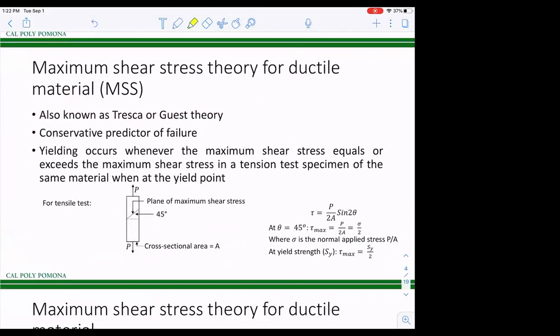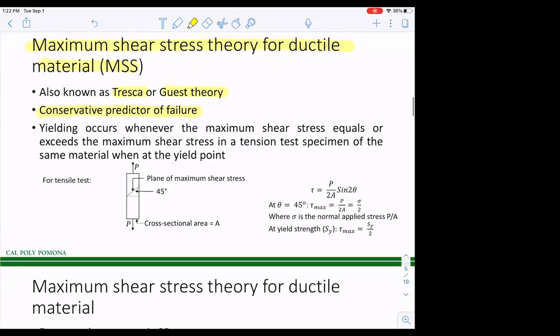Okay, so maximum shear stress theory for ductile material, MSS. Sometimes you will see they call it Tresca or Guest theory. In other books, you might find the same theory as Tresca theory. Okay, it's a very conservative predictor of failure. And that's good, a lot of the time people like to be conservative when they're designing things, just to keep things safer. So it's a very conservative theory.